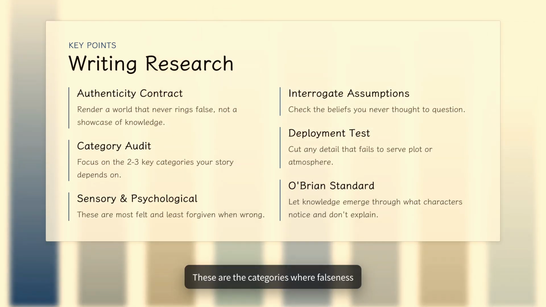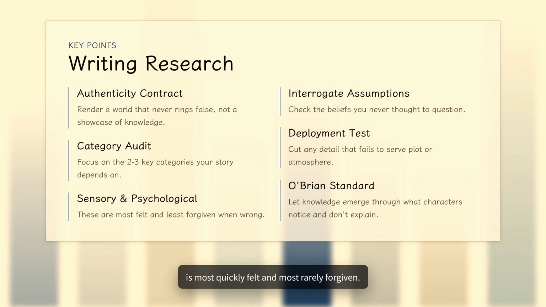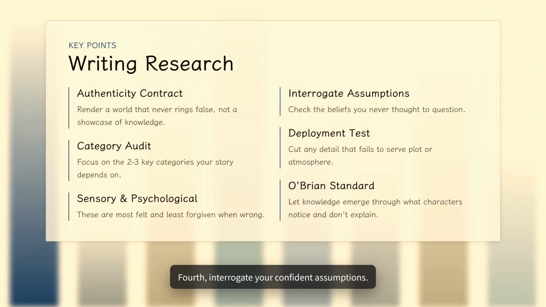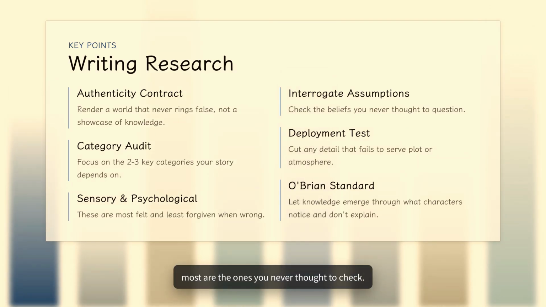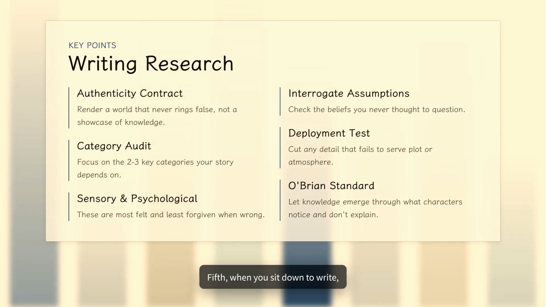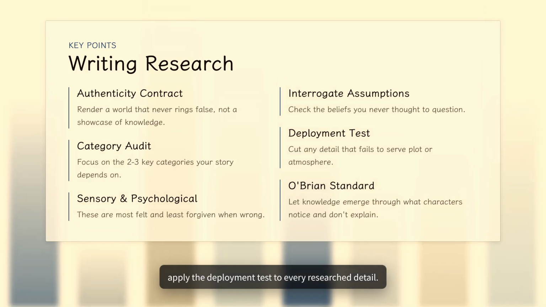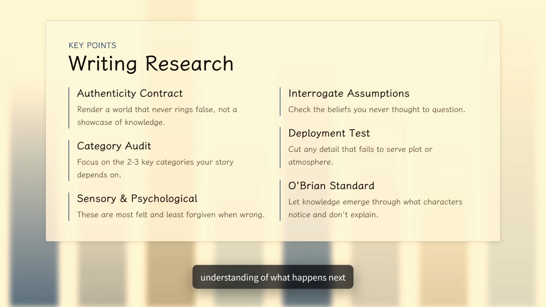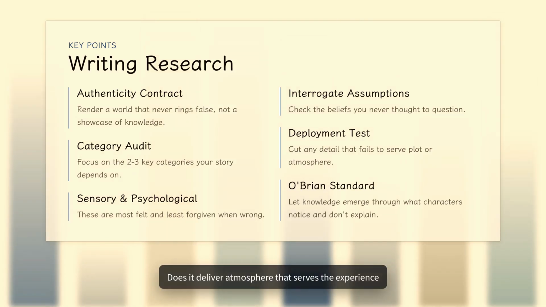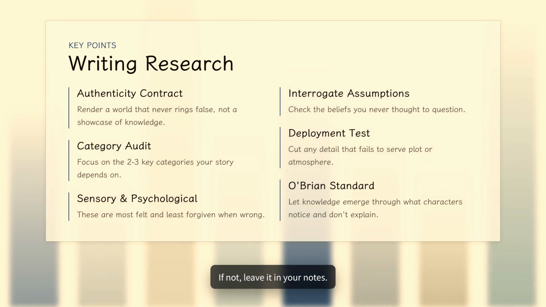Third, pay special attention to sensory and psychological research. These are the categories where falseness is most quickly felt and most rarely forgiven. Fourth, interrogate your confident assumptions. The errors that hurt your book most are the ones you never thought to check. Fifth, when you sit down to write, apply the deployment test to every research detail. Does this fact serve the reader's understanding of what happens next? Does it deliver atmosphere that serves the experience? If not, leave it in your notes.